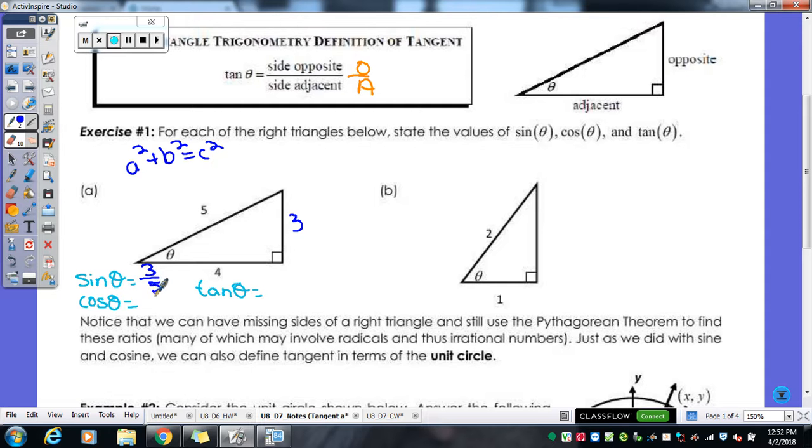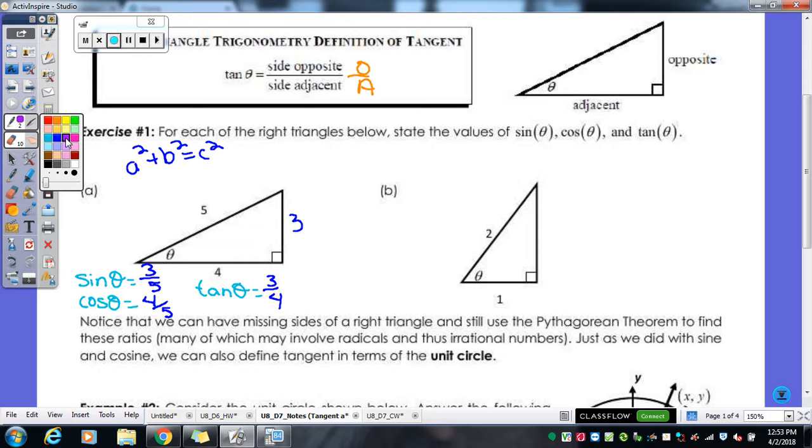The sine of our angle would be opposite over hypotenuse, so 3 over 5. What would our cosine be? 4 over 5. And tangent? 3 over 4. There we go.